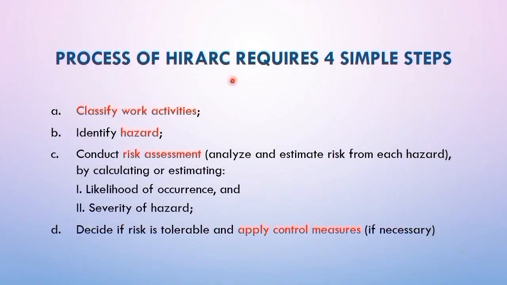The process of HIRAC requires 4 simple steps. The first one is classify the work activities. Second is identify the hazard. Third, conduct the risk assessment. And then the fourth is apply the control measures.